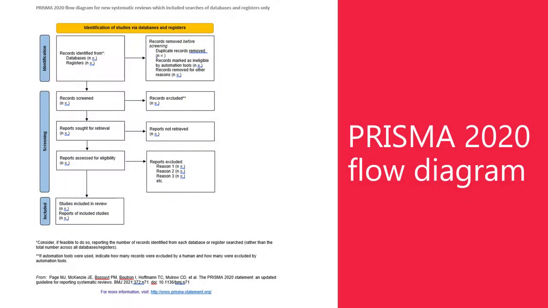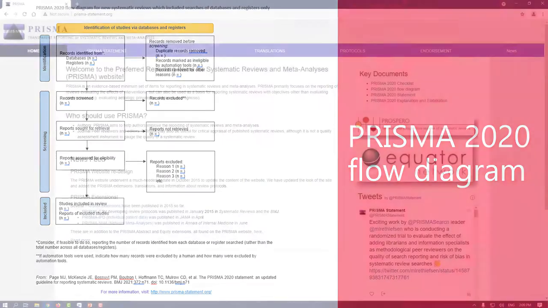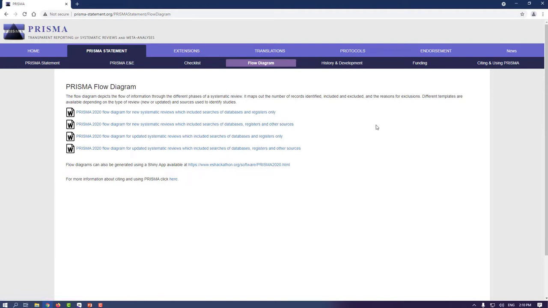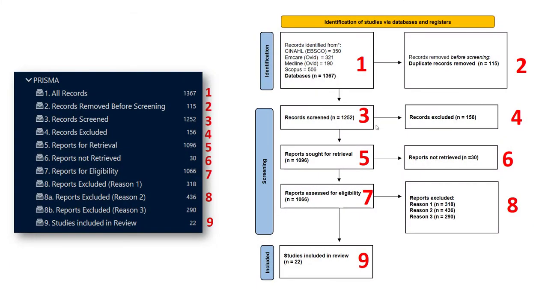This is an example of the PRISMA 2020 Flow Diagram for new systematic reviews. And it's important to note, if you aren't familiar with this flow diagram, that you can go to the PRISMA Statement website to select the correct diagram for your purposes. On the next slide, we have a screenshot of what your PRISMA flow will look like in EndNote on the left, and how those numbers correspond to the flow chart on the right-hand side.